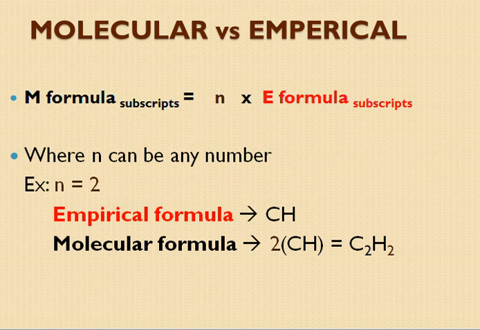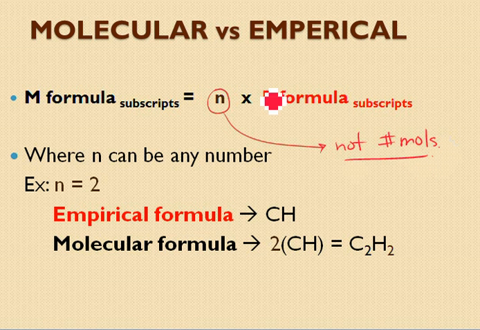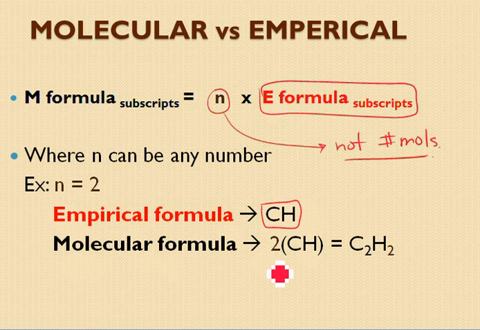Now, sometimes you may have to determine what the molecular formula is, and you can do that from the empirical formula or vice versa. So if you are given n, representing any number, okay, not number of moles, but any number times the empirical formula. So what we have here, if you have the empirical formula of CH, molecular formula 2 times that would be C2H2.